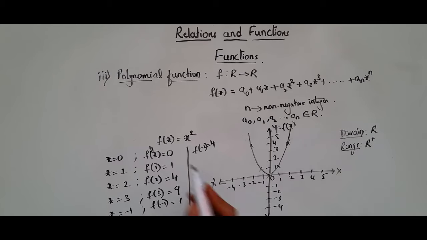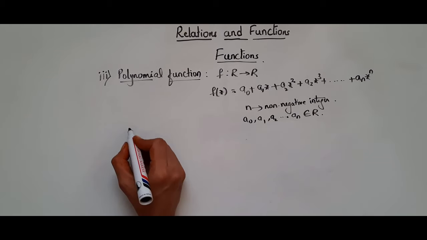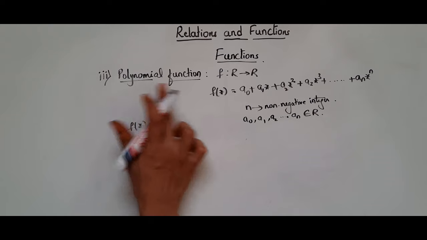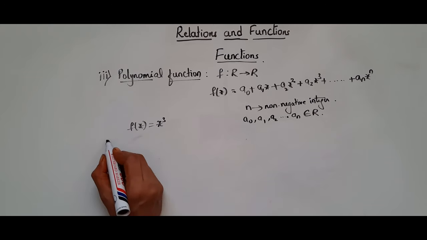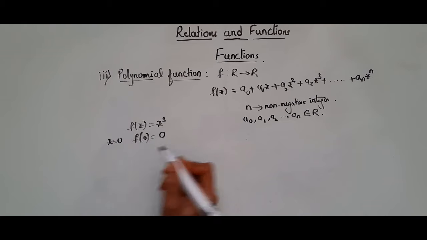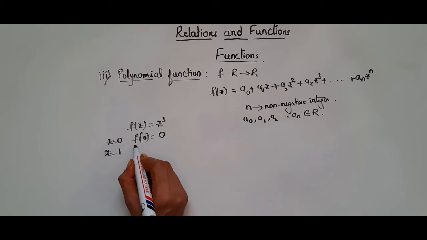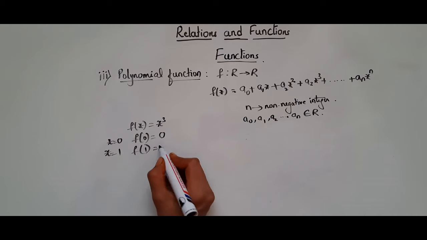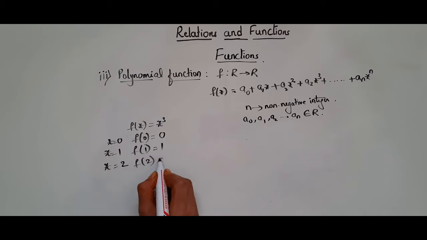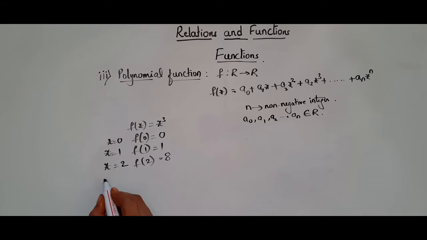Now let's see one more expression of this polynomial function, that is f of x is equal to x cube. Let's see what is the graph of x cube. Let's put the values for x. When x is equal to 0, f of 0 is equal to 0. When x is equal to 1, f of 1 is equal to 1 cube, 1. When x is equal to 2, f of 2 is equal to 2 cube, that is 8.